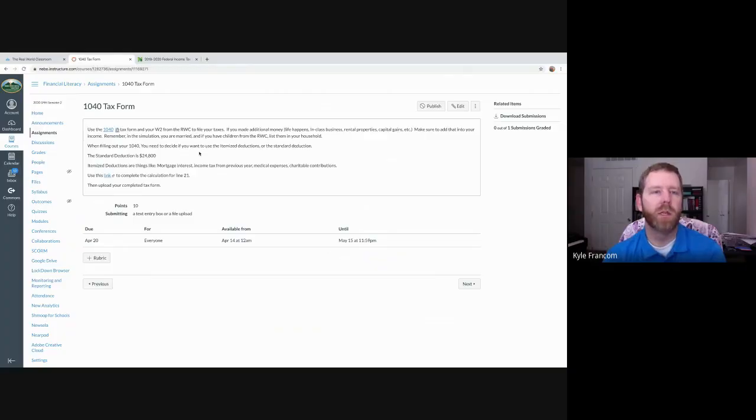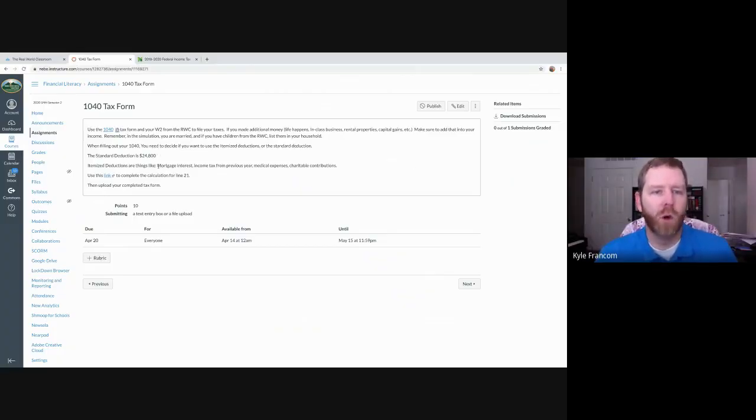Remember, in the simulation, you're married, and if you have children from the RWC, you can list them in your household. So when filing your 1040, you need to decide if you want to use the itemized deduction or the standard deduction. Okay, the standard deduction this year is $24,800, and you might be confused on what that means. We'll kind of talk about it as we go through.